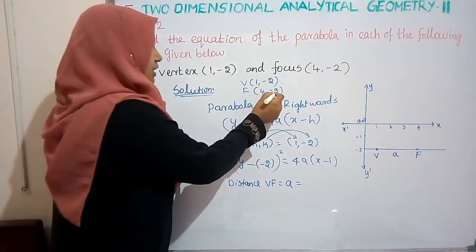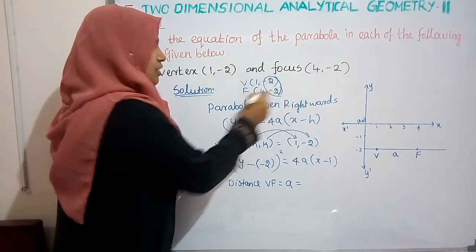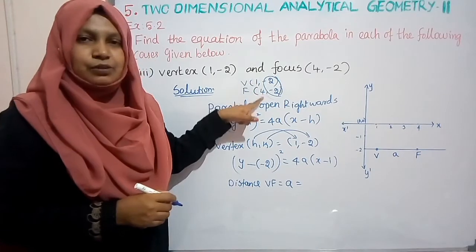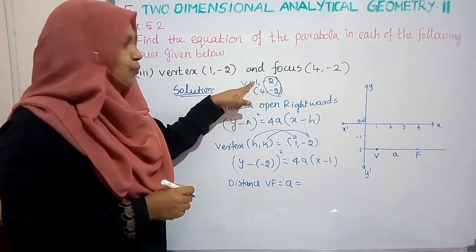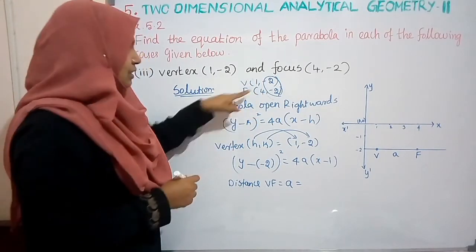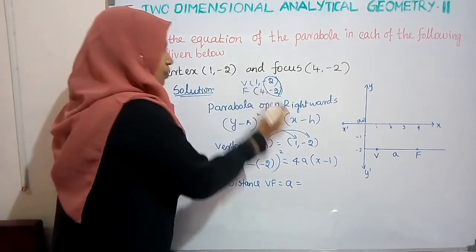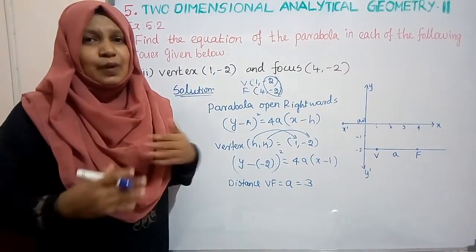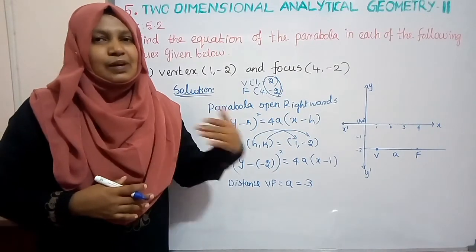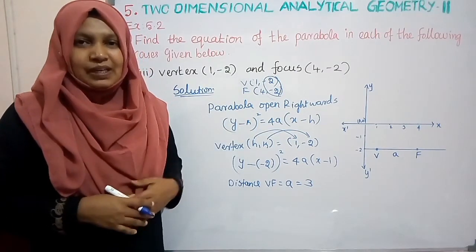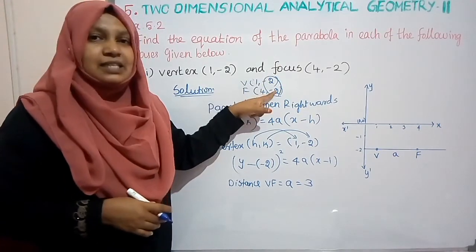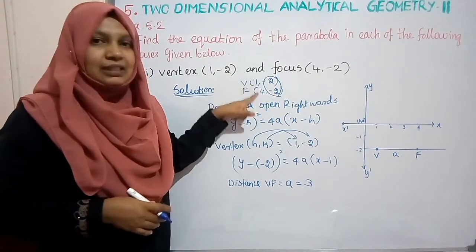If one of the values is the same, then to find the distance between them, we can subtract the remaining values. What is the remaining value? 1 and 4. So just subtract the x coordinates. What is 4 minus 1? 3. No need to apply the distance formula, square root of (x2 minus x1) the whole square plus (y2 minus y1) the whole square. We can write it using this shortcut. If one of the coordinates is the same, just subtract the other values.